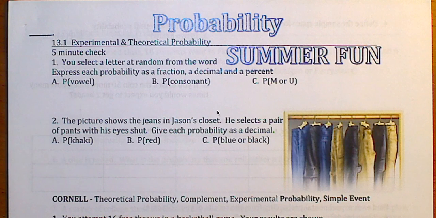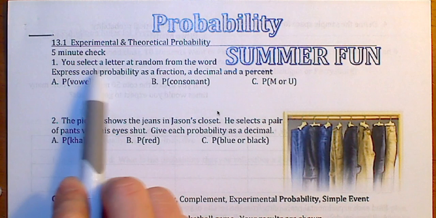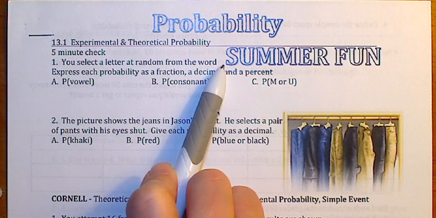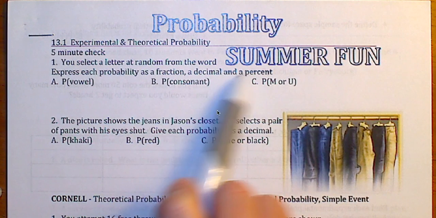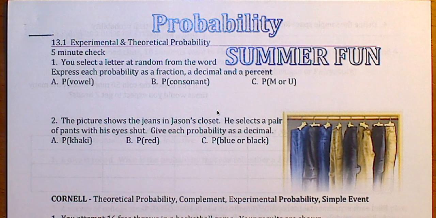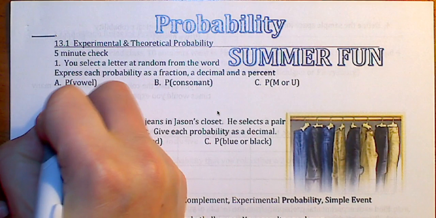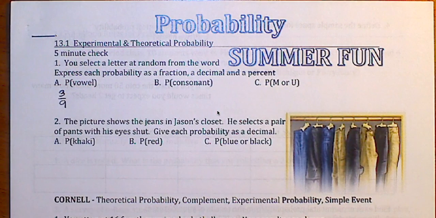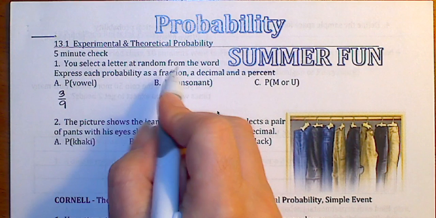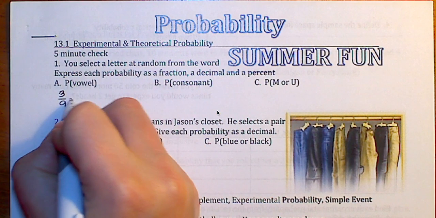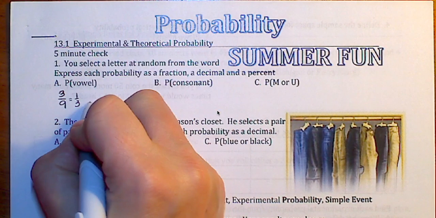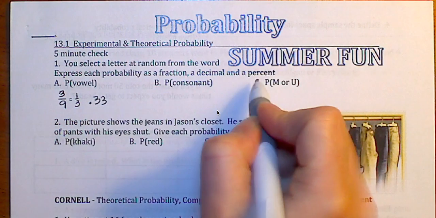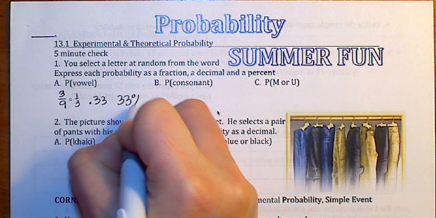All right, let's see how you did on this. It says you select a letter at random from the words "some are fun." Express each probability as a fraction, a decimal, and a percent. So the probability of picking a vowel: there are 3 vowels over 9 total letters. So a fraction would be 3/9 or 1/3. The decimal would be 0.33. And the percent would be 33%.